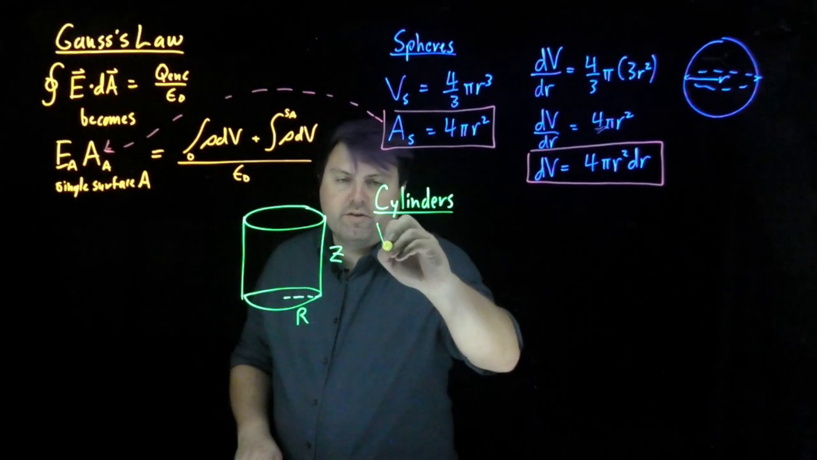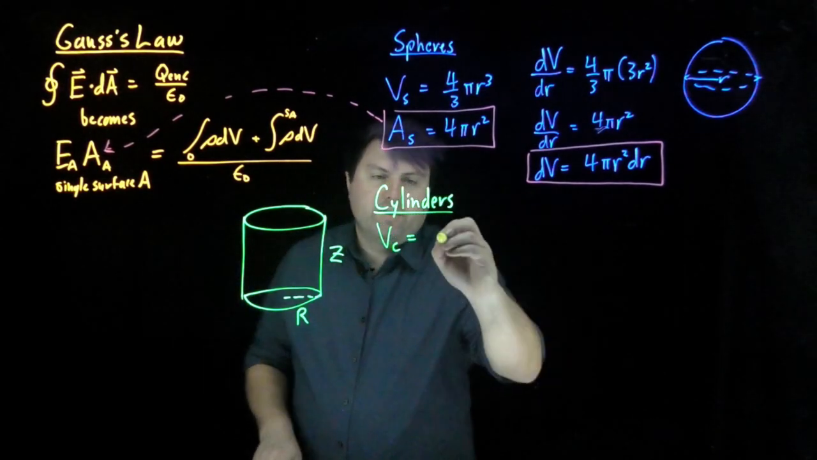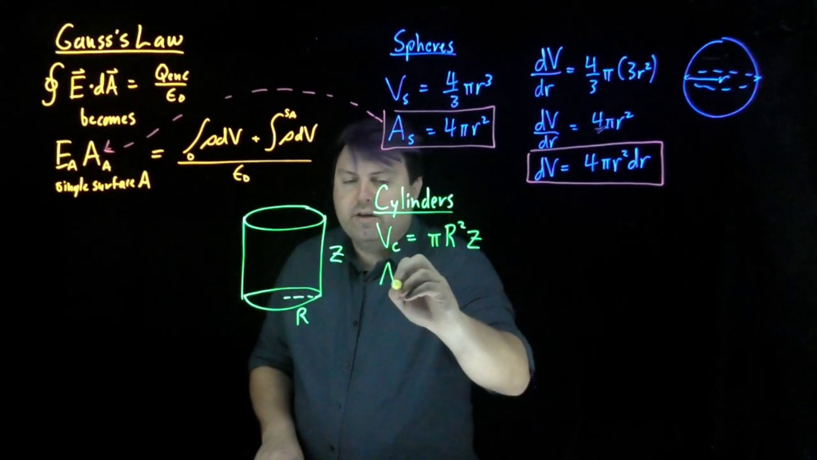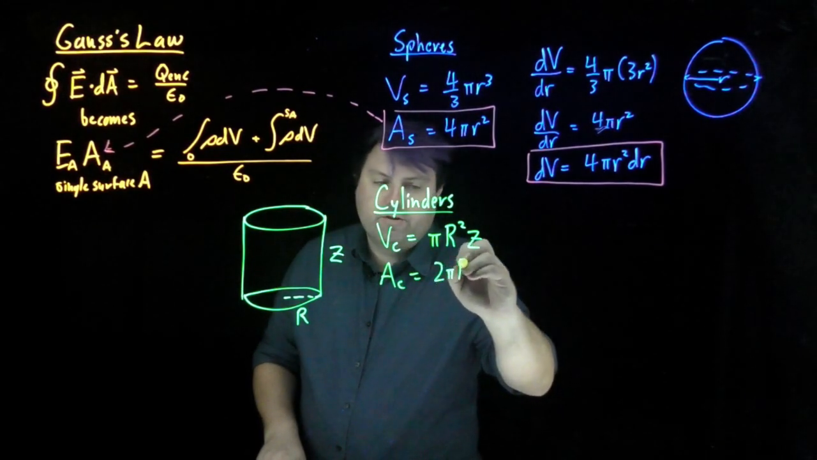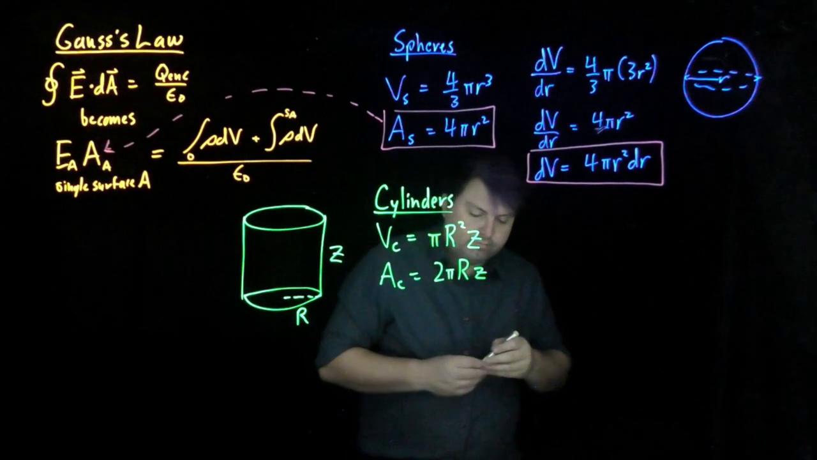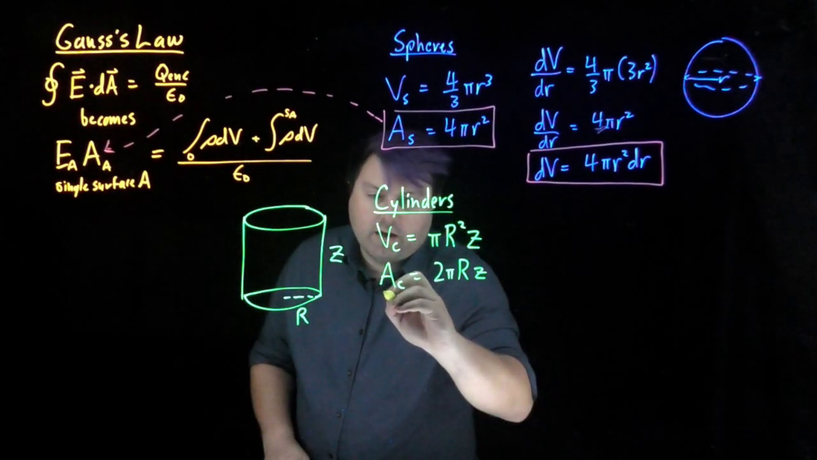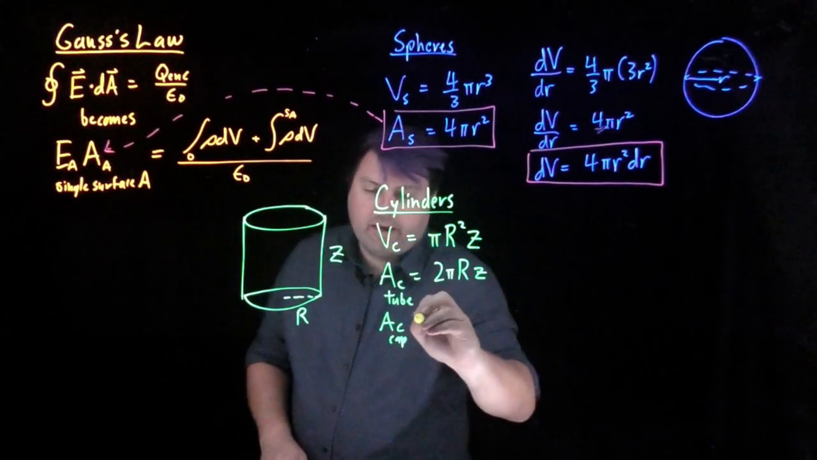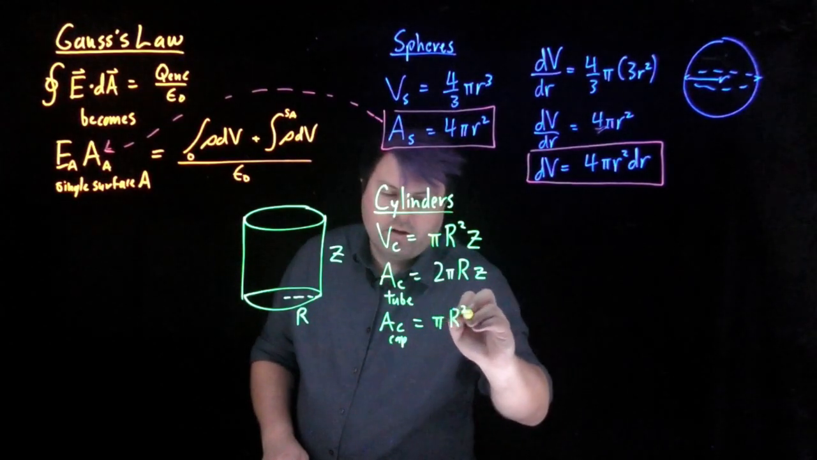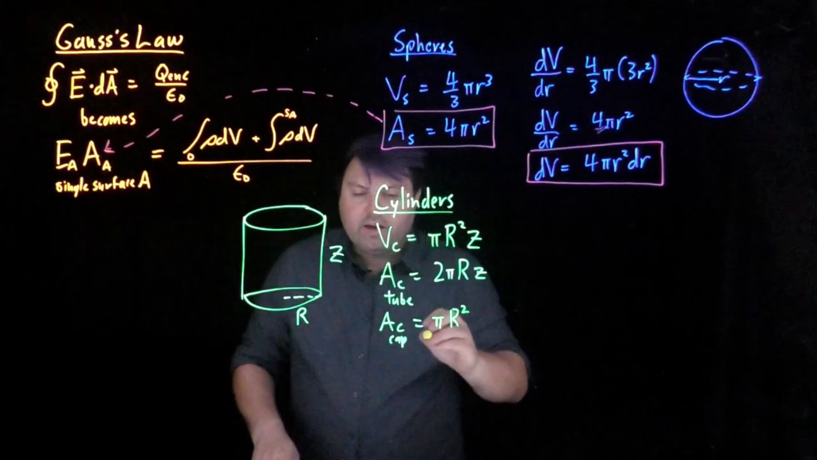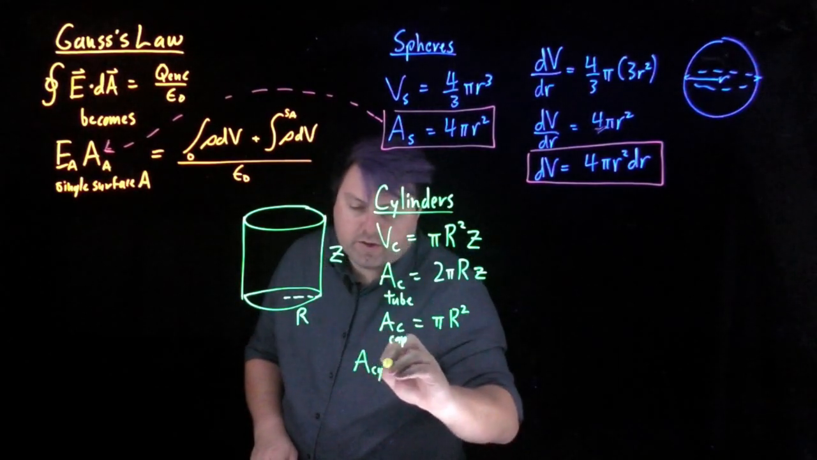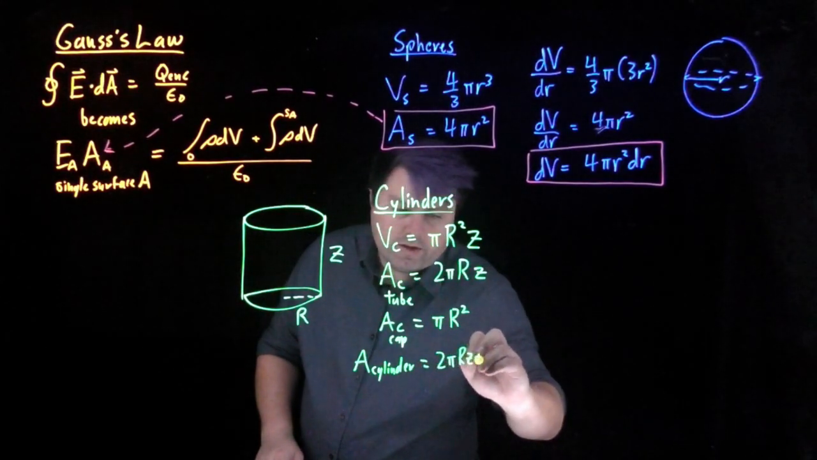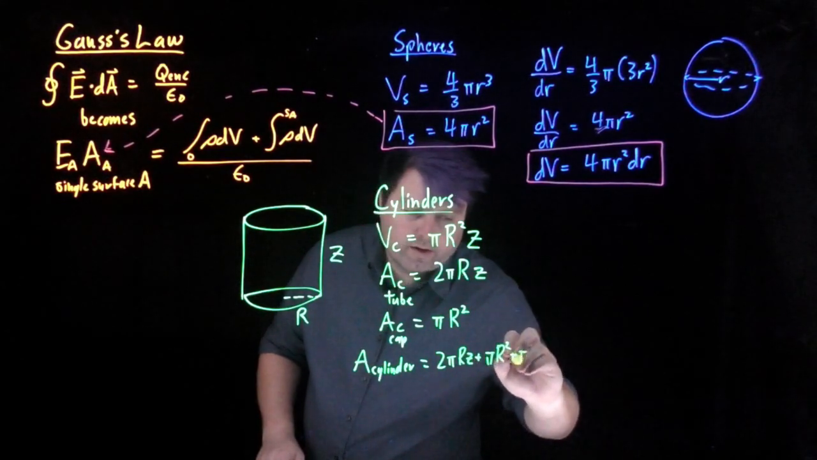So for our cylinders, the volume of a cylinder is pi capital R squared z, and the area of our cylinder is 2 pi r z for the tube. For the cap, and we have two different caps, each cap is going to be pi r squared. And so then the area of our total cylinder is going to be 2 pi r z plus pi r squared plus pi r squared.